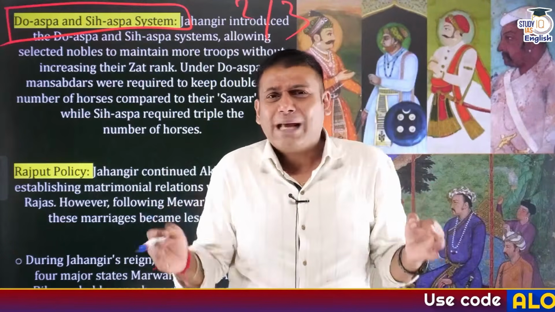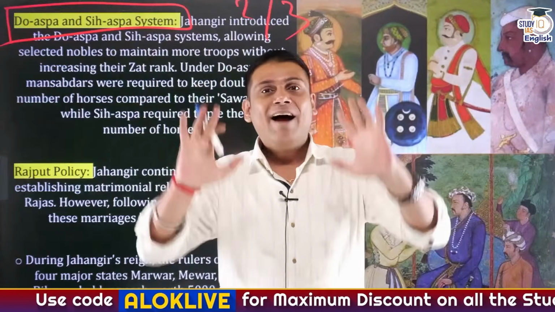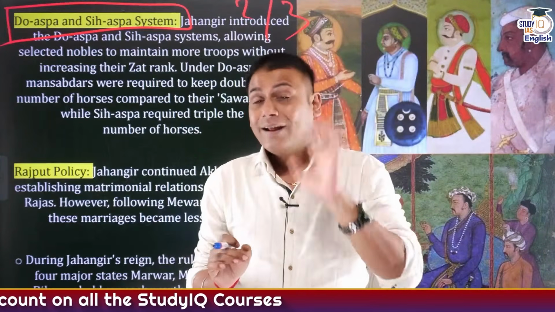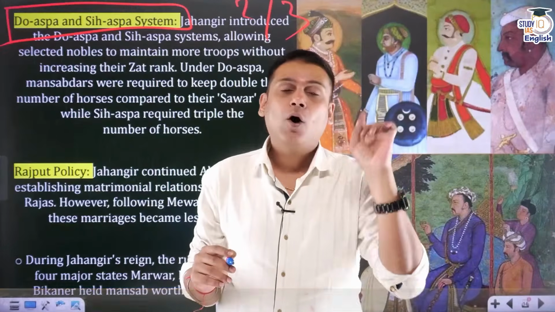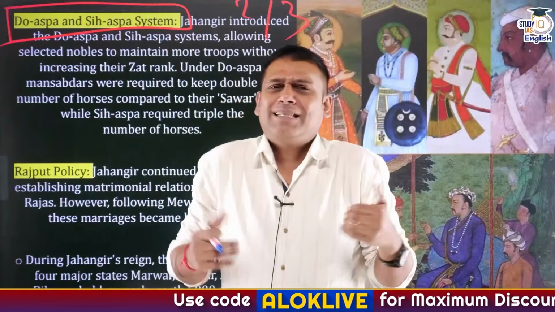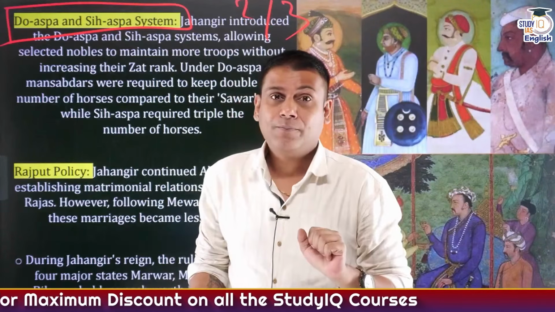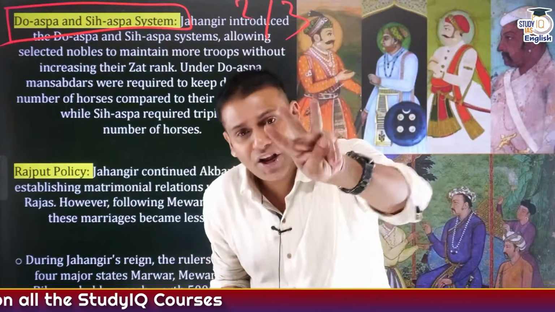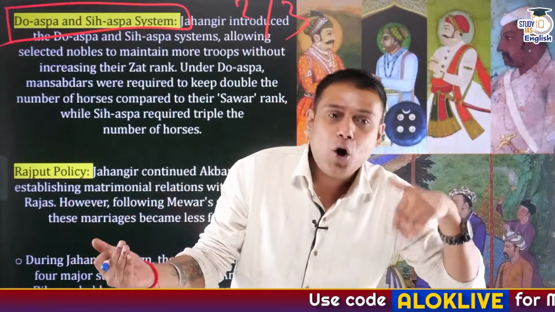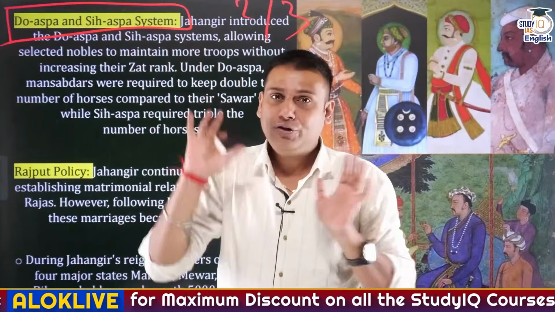A very small example. Suppose I am a Mansabdar. Now I have to maintain 500 men under me as a part of infantry or cavalry. Everyone has to maintain 1 horse with him. But there are certain soldiers who are given the rank of Duhaspa or Sihaspa. Simple words, not all the soldiers, certain soldiers would be allowed to maintain 2 horses, certain soldiers would be allowed to maintain 3 horses. So that is nothing but Duhaspa and Sihaspa: double or triple the number of horses to be maintained by a particular Mansabdar or a soldier.